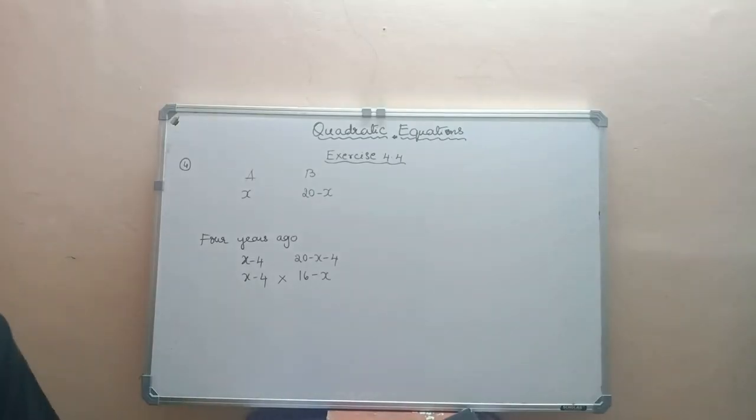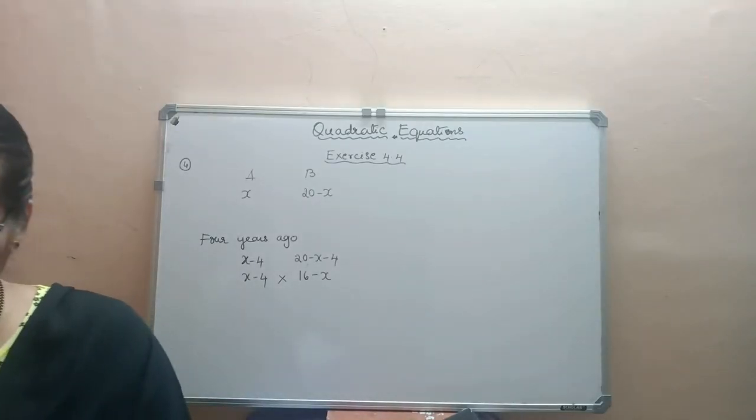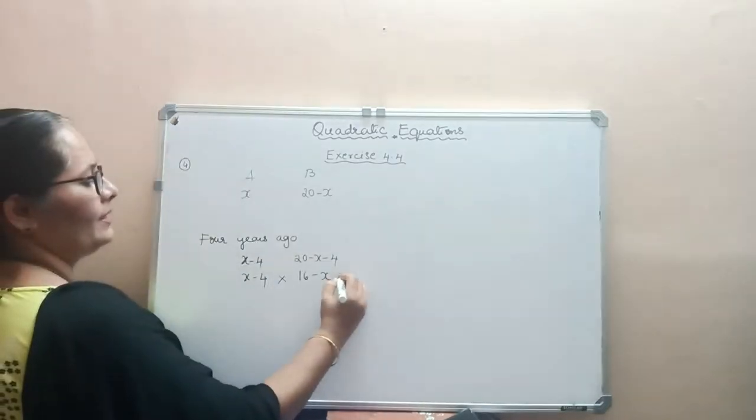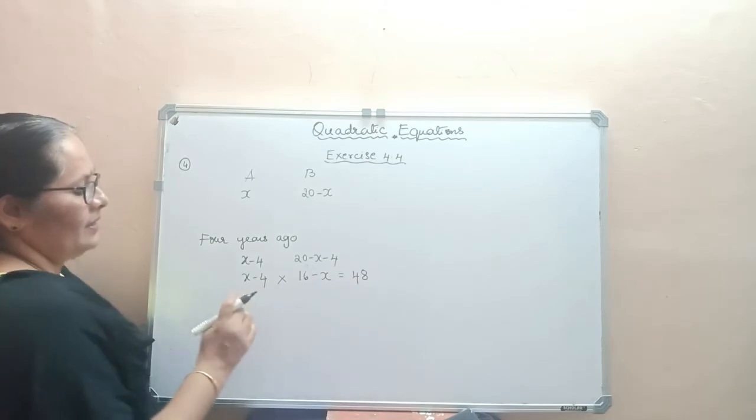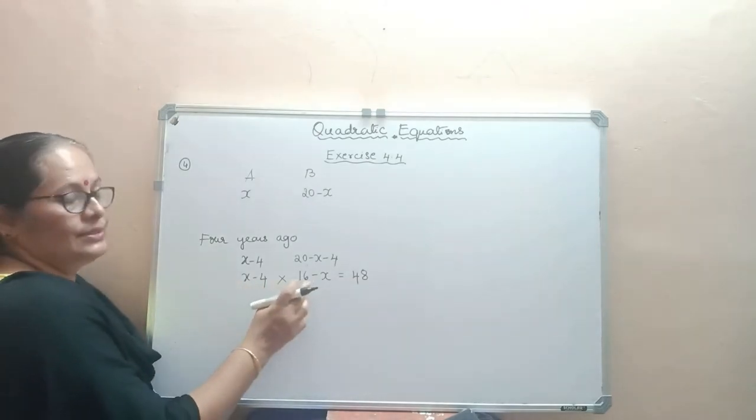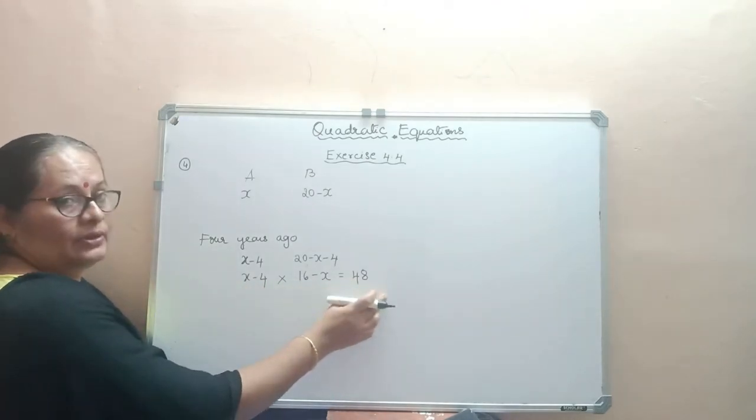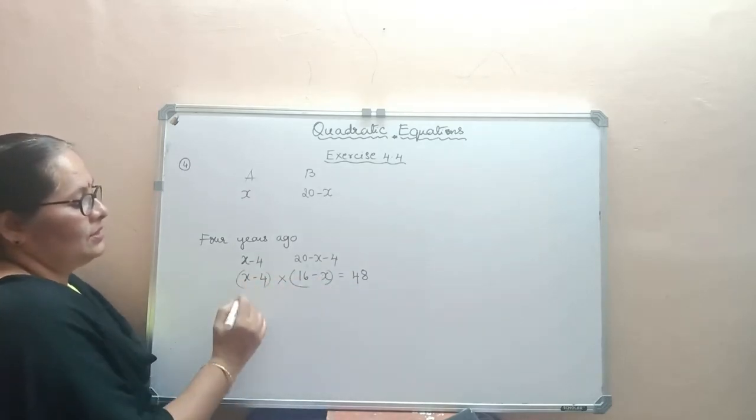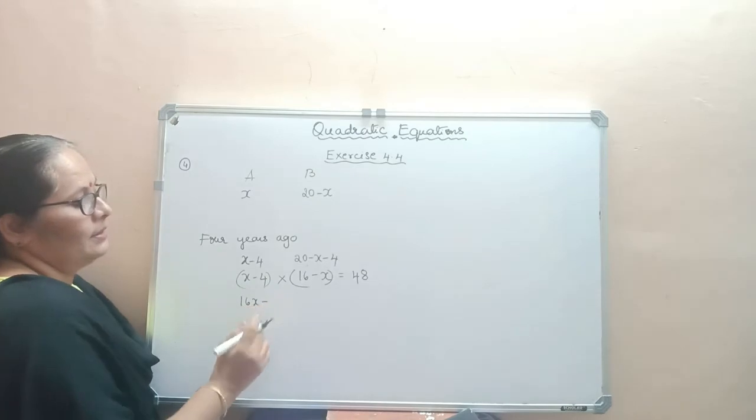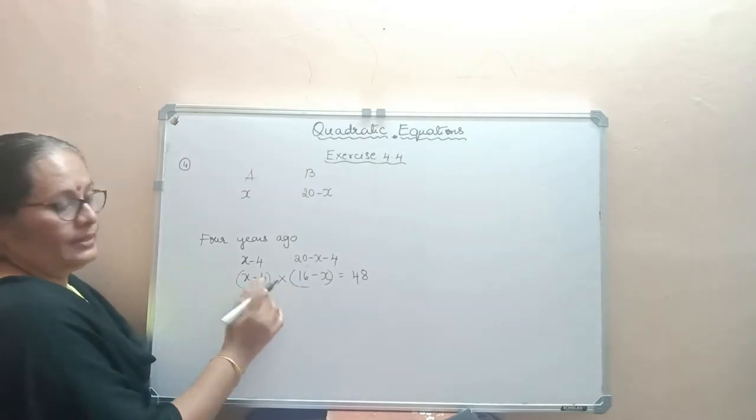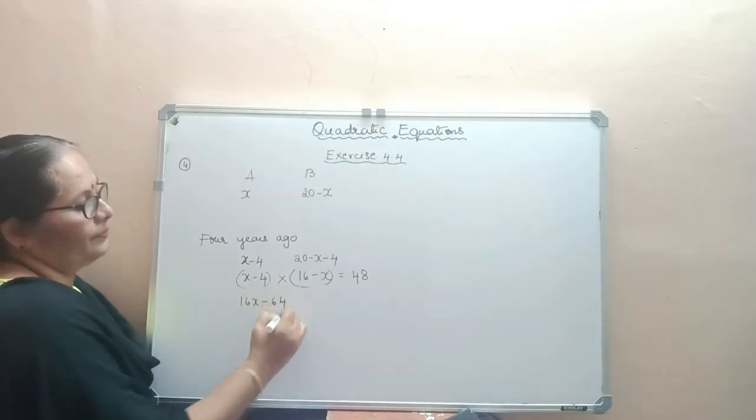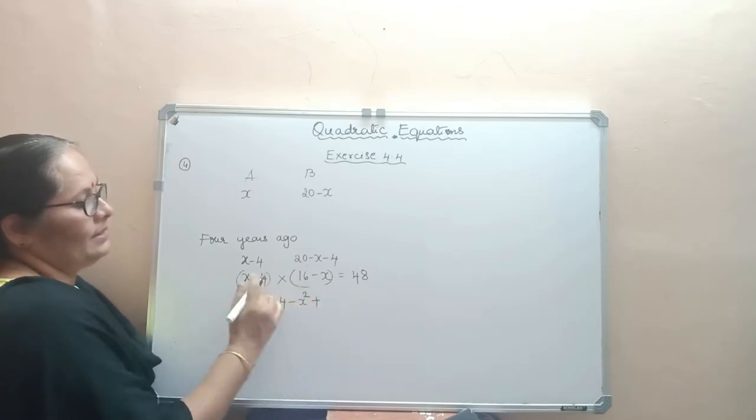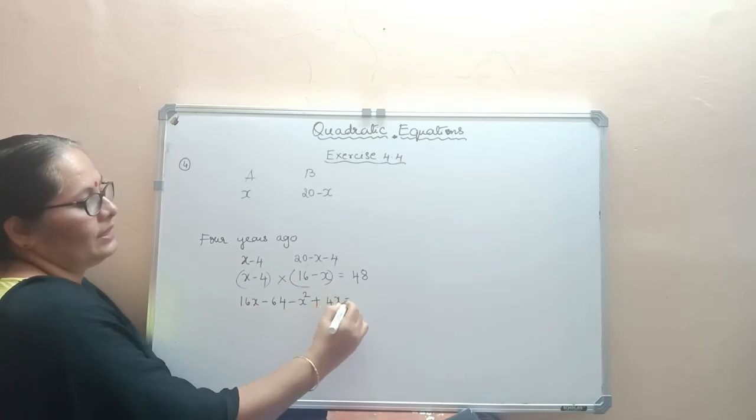The next condition is given. The product of their ages in years was 48. So the product is 48. x minus 4 into 16 minus x is 48. Now we'll multiply these two. So 16x, then 16 4s are 64, x into x, x square, minus into minus plus 4x is 48.